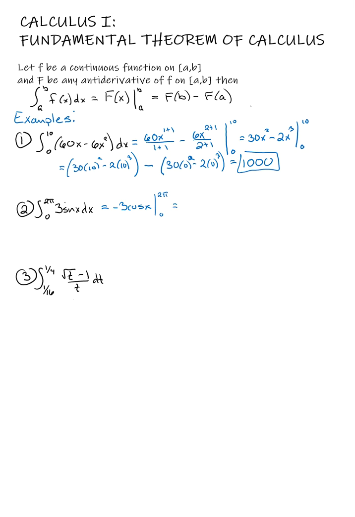So this gives us negative 3 cosine of 2 pi minus negative 3 cosine of 0. Well, cosine of 2 pi is 1. Notice we have minus a negative. I'm going to change that to a plus there in the middle. Cosine of 0 is also 1. So we end up with negative 3 plus 3. Oh, look at that. This one just gives us 0.